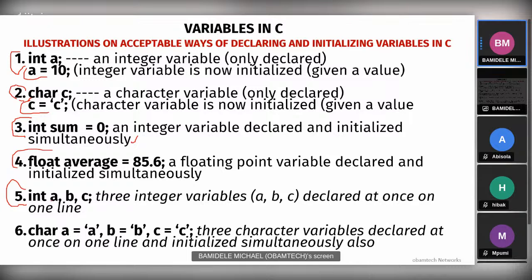So if you are declaring this, I'm saying I want to declare three integer variables a, b, c at the same time, and I'm not even initializing them. I'm not even giving them a value here. So at number 6 here, you can decide to declare them at the same time and even give them a value at the same time. This is possible, and this possibility is being illustrated on a character variable, and this same thing can apply for an integer variable or whatever type of variable. You can just know that these things are possible.